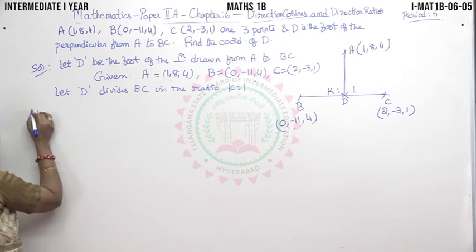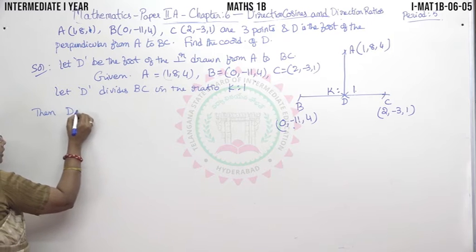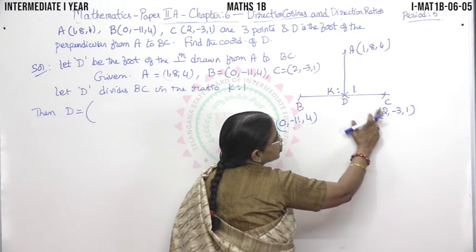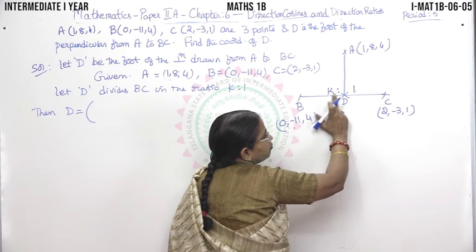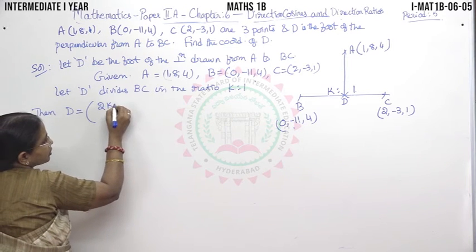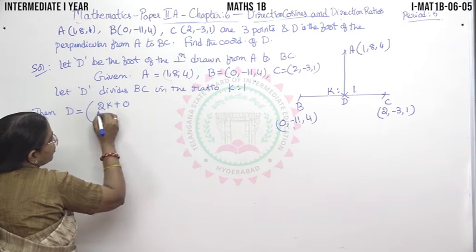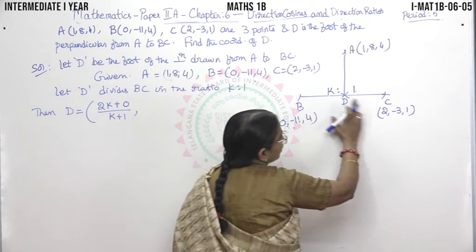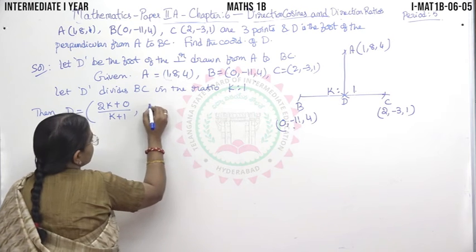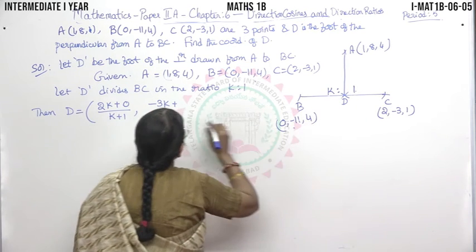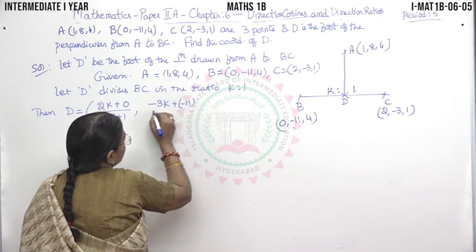Then what are the coordinates of D? Then D is equal to mx2 plus nx1 by m plus n. So that is the formula. So it is 2k, mx2 plus nx1 by m plus n. Then again my2, that is minus 3k plus ny1, 1 into minus 11 by m plus n.